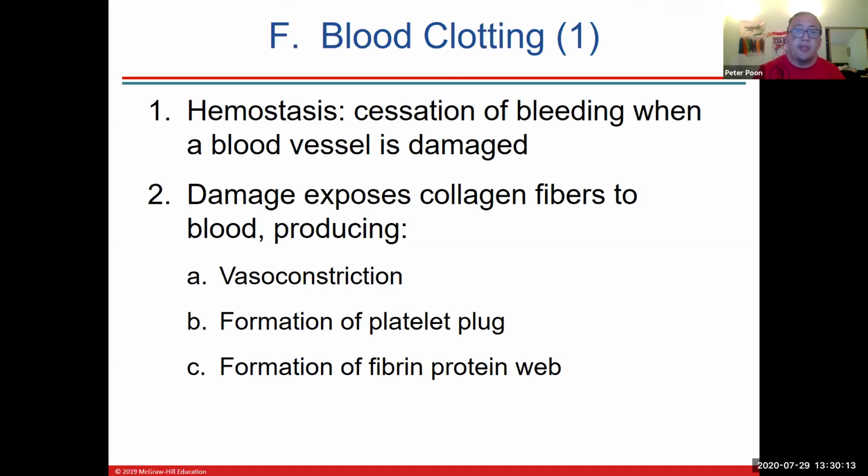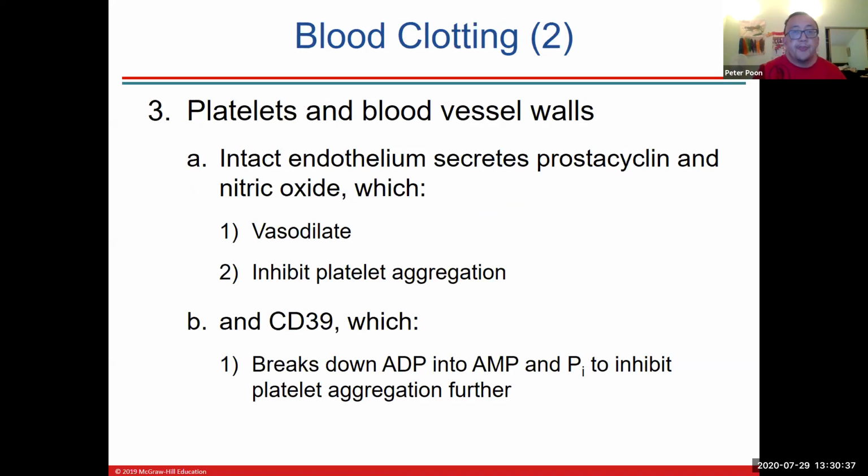All right. Hemostasis is to prevent bleeding. Damage to collagen fibers in the blood vessel produces vasoconstriction, so less blood flow through, and formation of the platelet plug. That's the initial plug, and then eventually that gives way to a fibrin protein web. Normally your blood flows through.